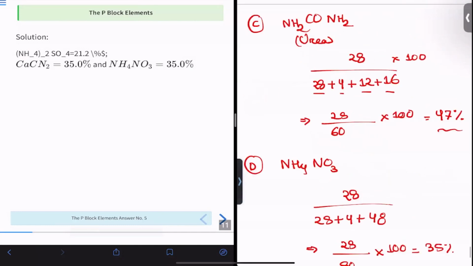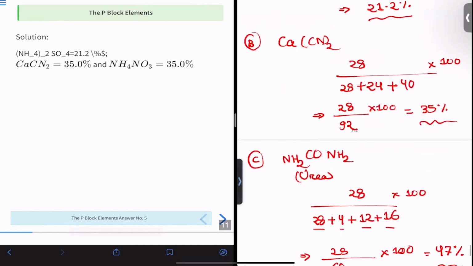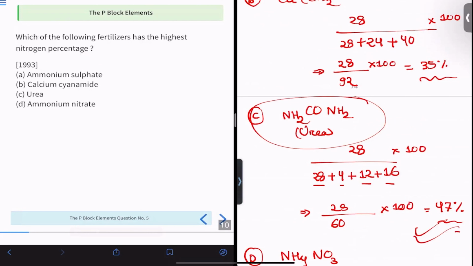So the maximum percentage of nitrogen is contained by urea, 47. So option C is correct. Do you understand how to solve this question? First, you calculate the atomic mass of nitrogen, then the molar mass of the whole compound given in the question. Then you just have to divide and multiply it into 100. That's it.